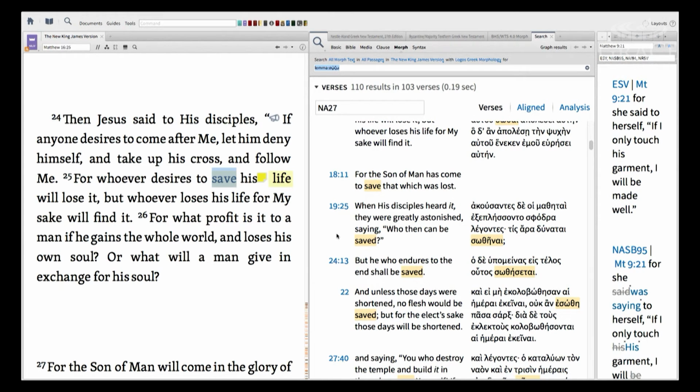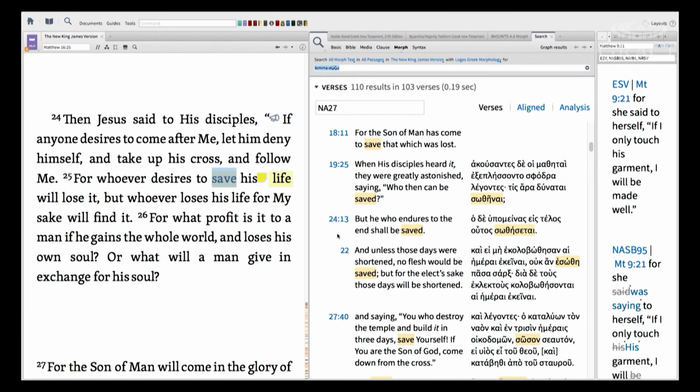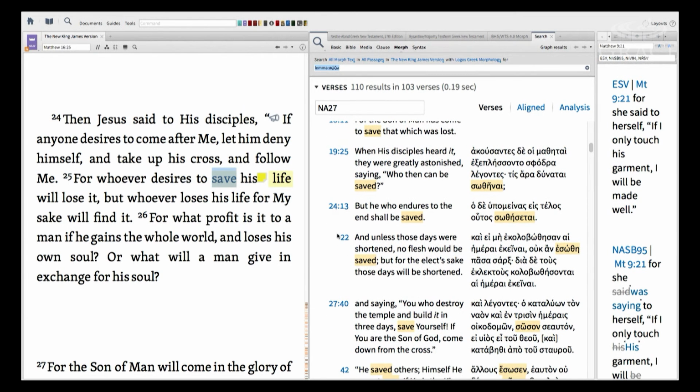19:25. When his disciples heard it, they were greatly astonished, saying, "Who then can be saved?" This is the rich young ruler passage, and Jesus compares it to a rich man entering the kingdom of heaven, saying it's harder for him to do that than a camel to go through the eye of a needle. And so we would say that's probably spiritual salvation, going to heaven. So you put that up under Roman numeral 1. Now here's he who endures to the end shall be saved. That passage we'll come back to again.